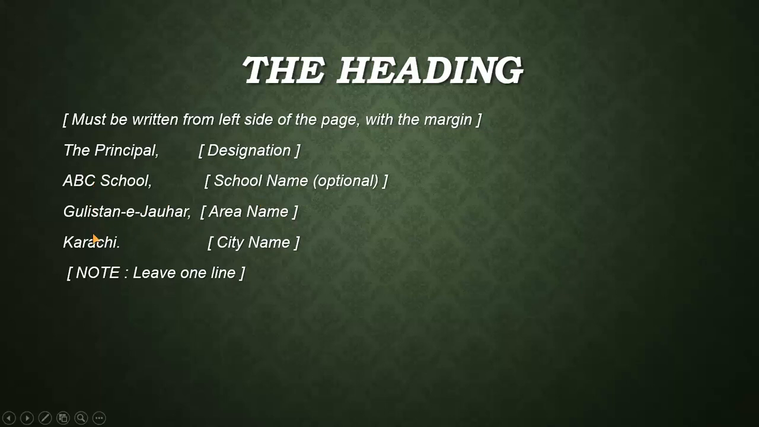Then Karachi, full stop. This is the city name which must be placed at the end of the address. And after that, there must be a full stop, which shows that the address has been completed here. Now there is a note I have written: leave one line. After completion of the heading part of the application, we must leave one line. I hope you have understood till here.